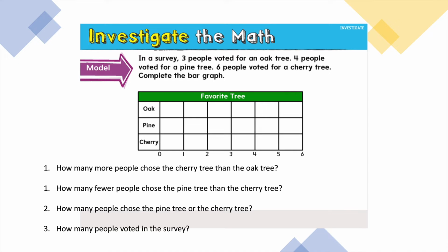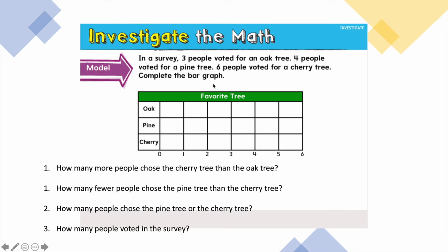So in this investigate the math, it says, in a survey, 3 people voted for an oak tree, 4 people voted for a pine tree, 6 people voted for a cherry tree. Complete the bar graph. So if we were making a tally chart, we would have to put how many tallies for oak? 3, right? But in this case, we are creating a bar graph.